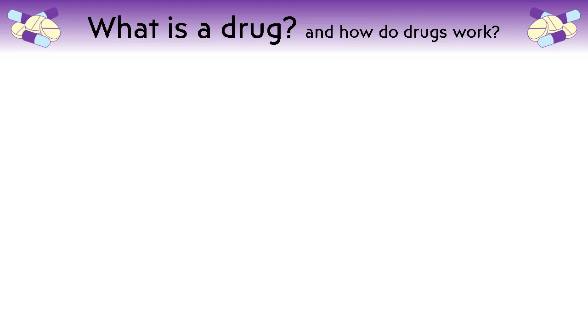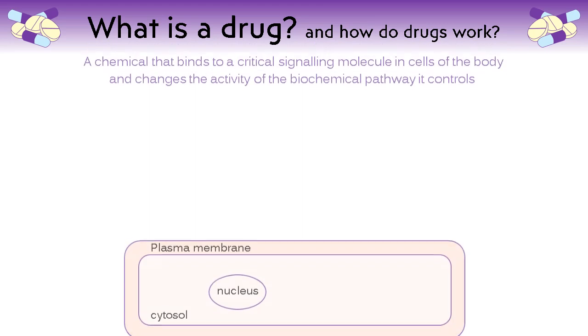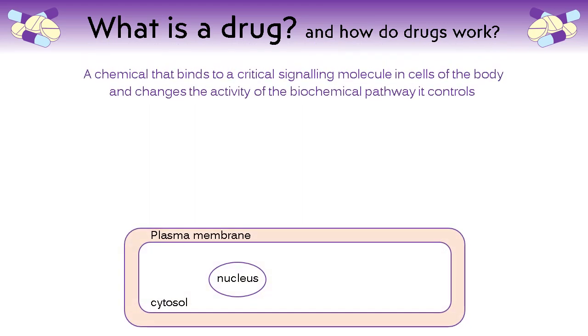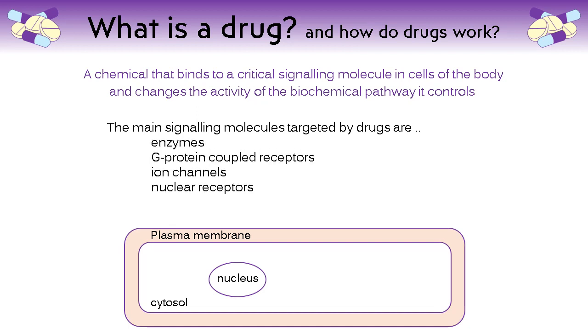A drug is the active component in a medicine. It is a chemical that binds to a critical signalling molecule on or in a cell and changes how the cell behaves. The target molecule is usually a protein, and there are four main molecular targets that therapeutic drugs employ: enzymes, G-protein coupled receptors, ion channels, and nuclear receptors.